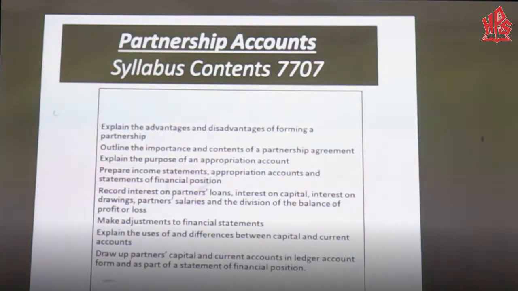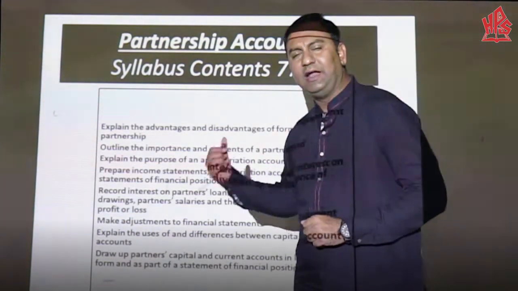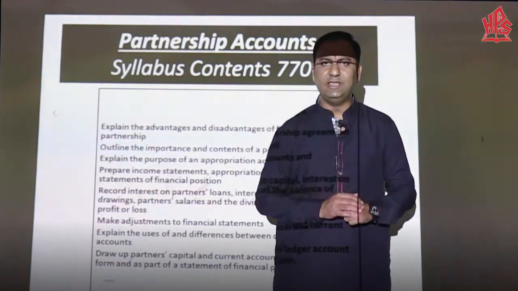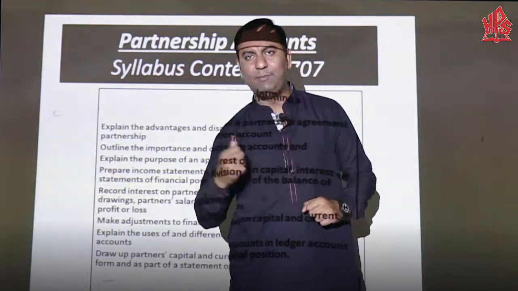or loss, make adjustments to financial statements, explain the uses of and difference between the capital and current accounts, and draw up partners' capital and current accounts in the ledger account form and as part of a statement of financial position. So friends, these are the contents of partnership accounting in your syllabus of O levels 7707.